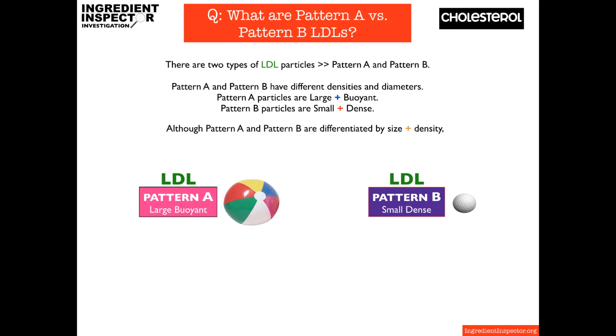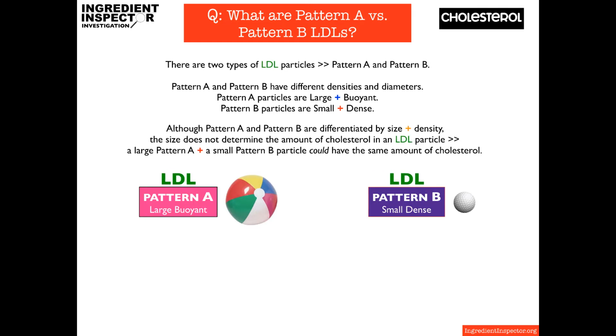Although Pattern A and Pattern B are differentiated by size and density, the size does not determine the amount of cholesterol in an LDL particle. A large Pattern A and a small Pattern B particle could have the same amount of cholesterol. So this is not about the amount of cholesterol, it's the way in which the LDL is packaging it, either large and buoyant or small and dense.